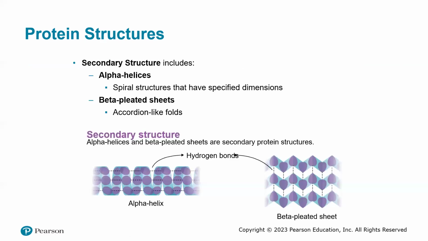Now, our secondary structure is going to be composed of two different primary types. We have our alpha helices, which you get these little spiral structures here that are bound together by these hydrogen bonds, or you get these beta sheets or the beta pleated sheets, which have these little folds that come together because of hydrogen bonds.